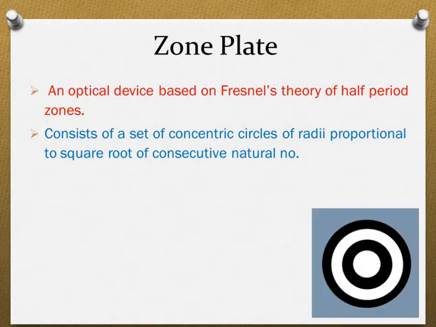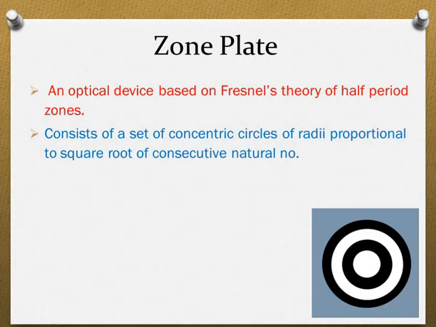And this is how the schematic of a zone plate will look. So you can easily see this plate contains concentric circles. This is the first circle, whose radius is proportional to the square root of 1. This is the second one, the radius is proportional to the square root of 2. The third one, radius is proportional to the square root of 3, and so on.